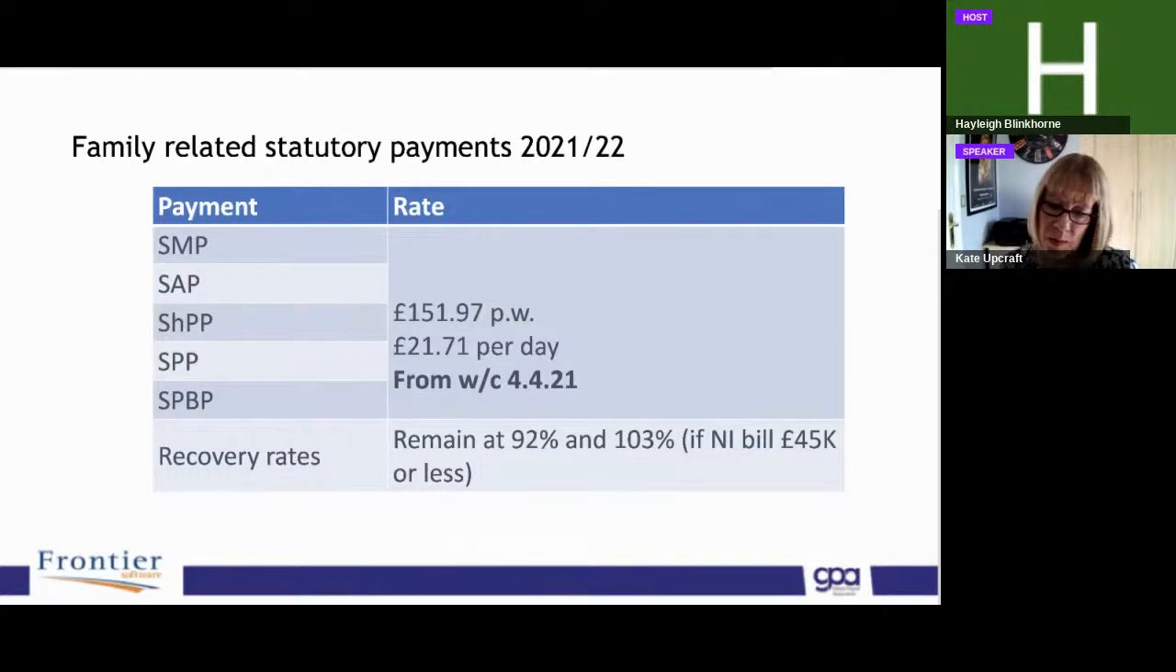Very few small employers qualify now for the larger recovery rate, but this is the sort of area where you might see the government making some changes in order to get some money back by reducing how much money we can get back for the family related rates, because we've got to pay for all the pandemic support somehow.